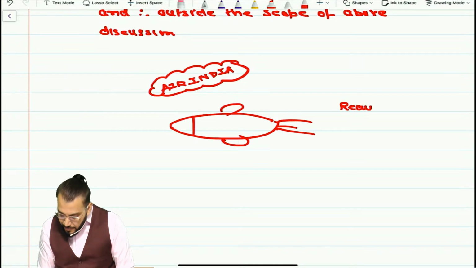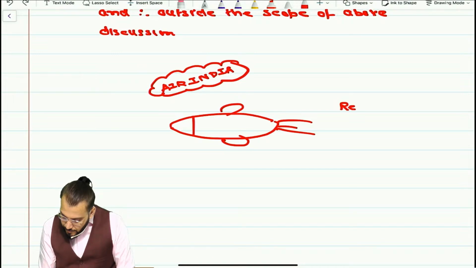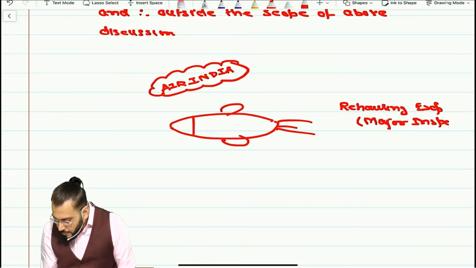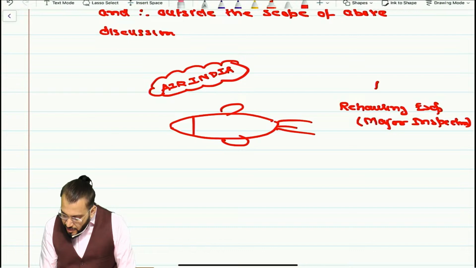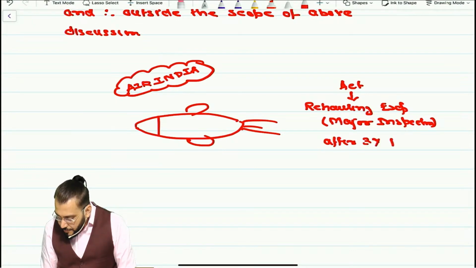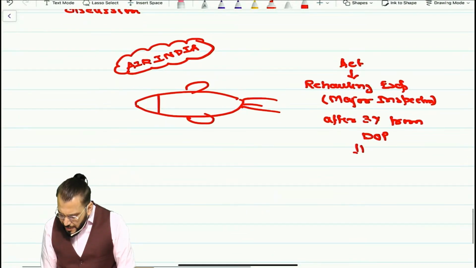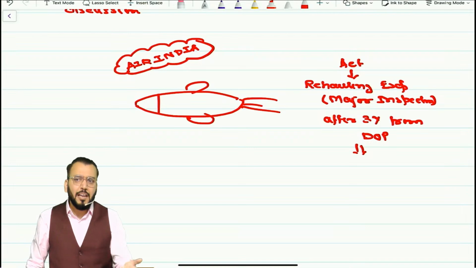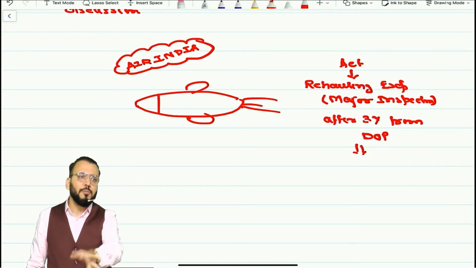So they need to incur some rehauling expenditure, which is nothing but major inspection cost, as per a certain act, after 3 years from the date of purchase. And suppose we can estimate the amount. In the exam, whenever the amount is not given, always assume that the amount can be estimated. Because if that point is not given, then you will say the third condition is not satisfied and you will not create a provision.